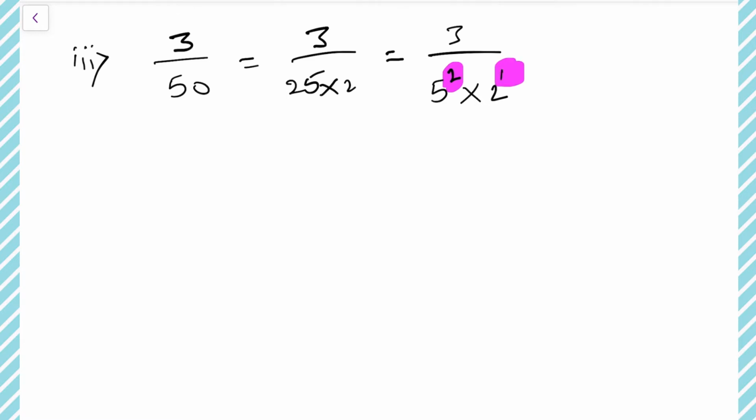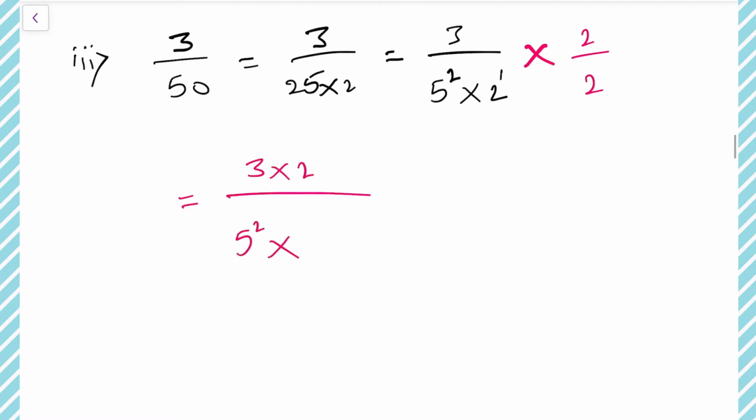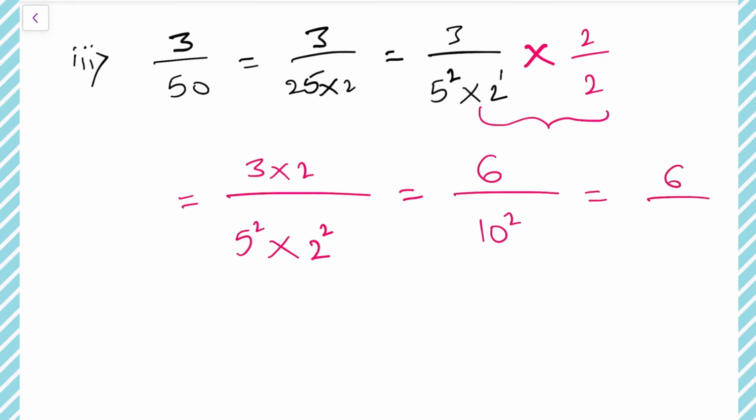So for that what we need to do then? We require one more 2. So multiply and divide with 2. So now in the numerator 3 into 2 divided by 5 square into 2 power 1 into 2, which is equal to 3 2s are 6 by 5 square into 2 square, 10 square. 6 by 10 square is 100. 6 divided by 100 is nothing but 0.06.